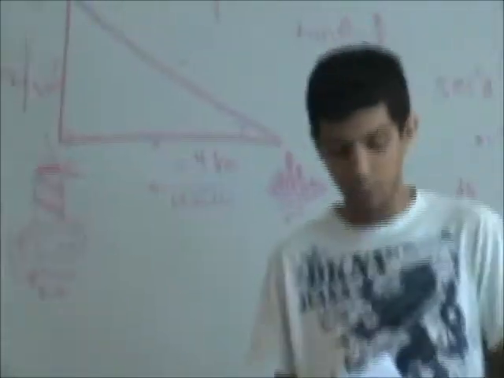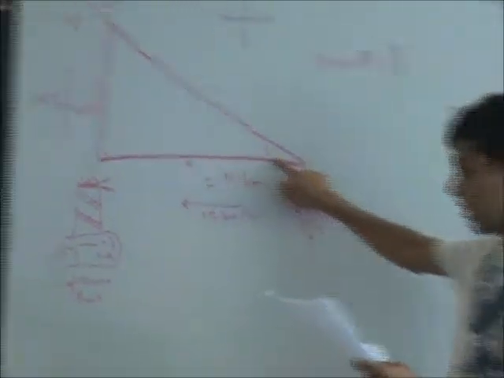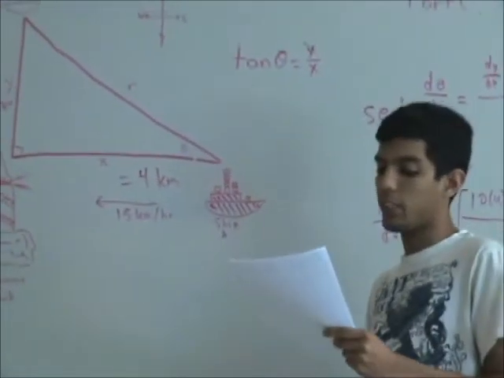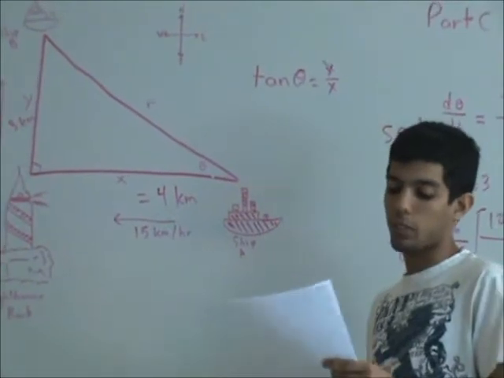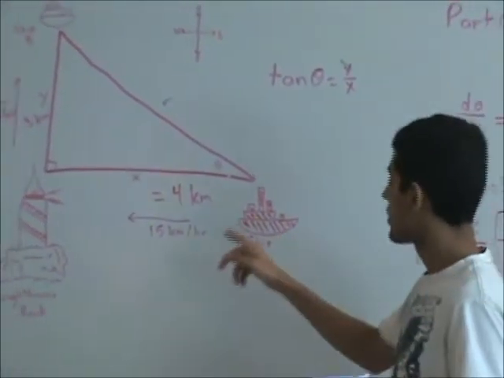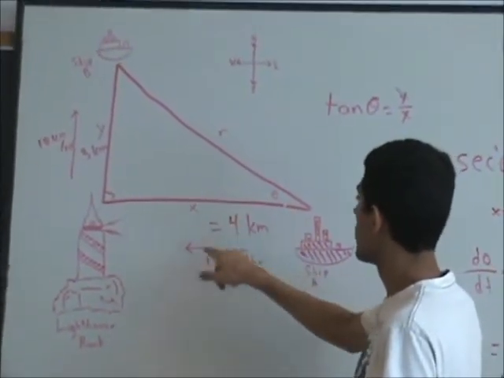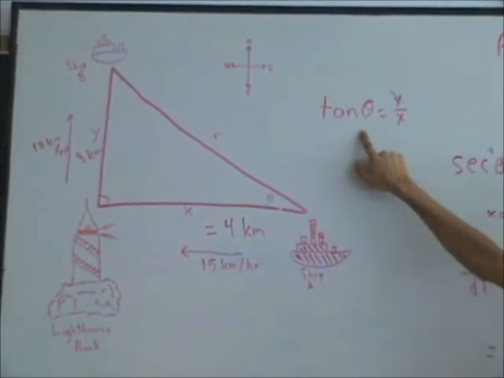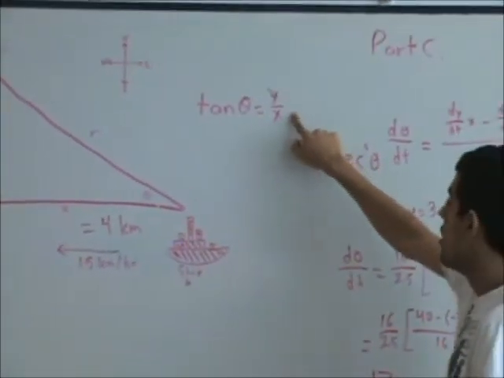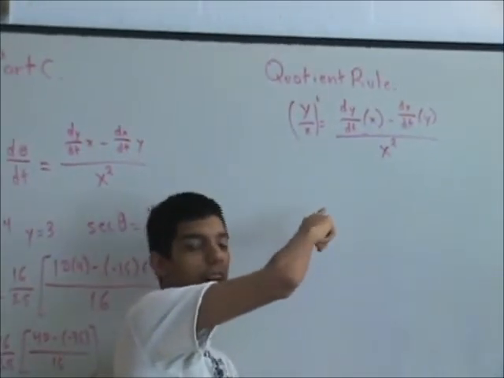Part C reads, let theta be the angle shown in the figure right here. Find the rate of change of theta in radians per hour when x equals 4 kilometers and y equals 3 kilometers. Since we're finding the measure of the angle in terms of x and y, we're going to use tangent of theta, which is y over x. And then we're going to use the quotient rule to find the rate of change of theta.